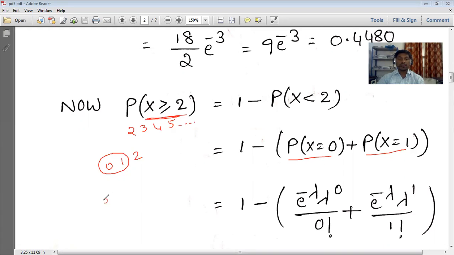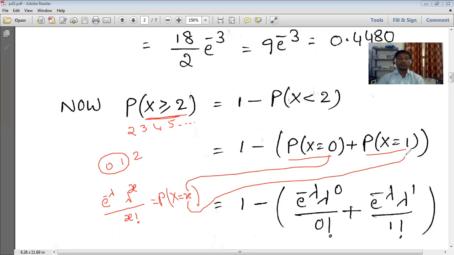Simply what we can write? Just we are substituting the values in the formula in place of x. So what is the formula here? It is e power minus lambda, lambda power x by x factorial. So this is p of x is equal to x. So this one we are writing. So now you can compare this one with this one. So in place of small x, what we have here is 0. In the same way, in place of x, here it is having 1. Okay, just we substitute in the formula.